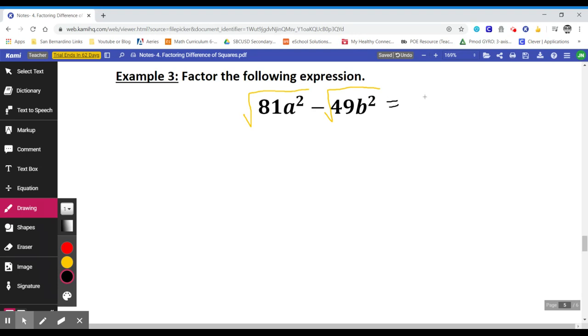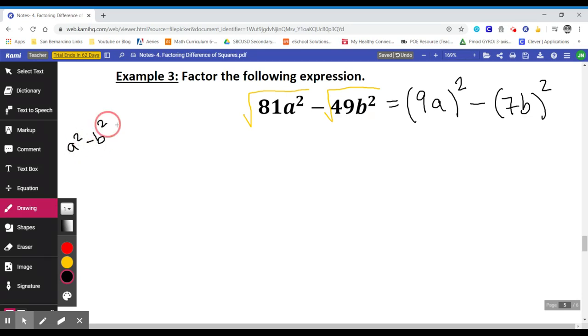I know that 81, the square root of that is 9, and then the square root of a squared is just a. So this is basically 9a squared. And then I'm subtracting, the square root of 49 is 7. The square root of b squared is b. So I'm subtracting that squared. So it's this squared subtracted by this squared. So now that I know that it's a difference of squares, I can use the formula again.